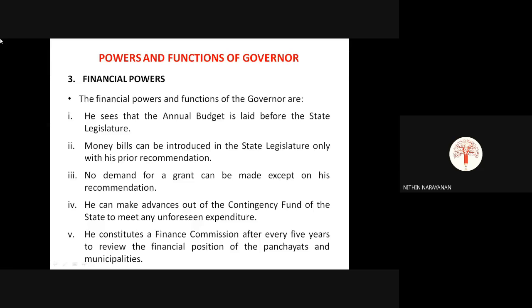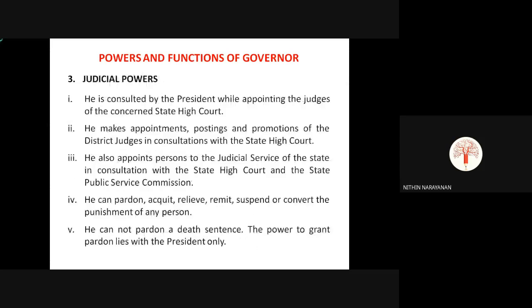Then next one is having certain judicial powers. So what are the different judicial powers vested on him? First one, he is consulted by the president while appointing judges of the concerned state high court. In the central level തന്നെ state also, in all the states there will be high courts, and there will be many judges in the high court. So regarding the appointment of these judges, he is consulted by the president to appoint these judges to the state high courts.